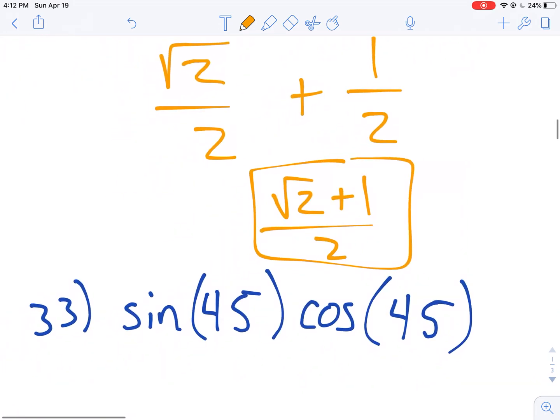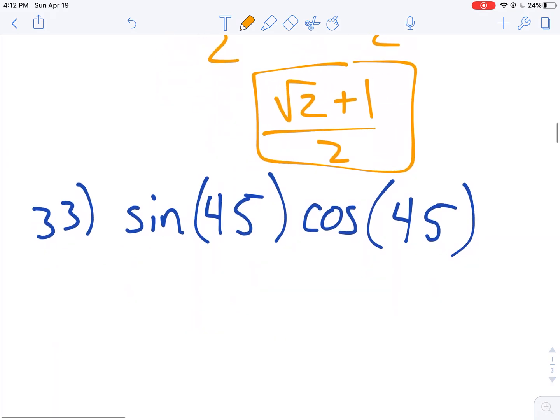For 33, I've got the sine of 45 times the cosine of 45. Well, we've already seen on the previous one that the sine of 45 degrees is √2 over 2. And you're going to start memorizing this because you're going to do it so often. So don't worry. Really quickly, you're going to start picking up some patterns, and it's going to save you time.